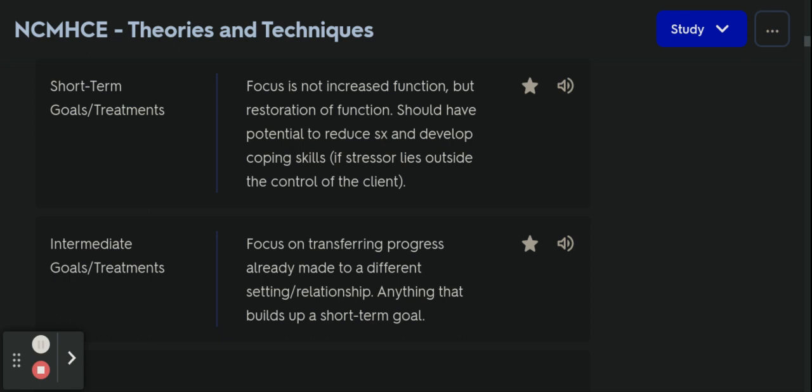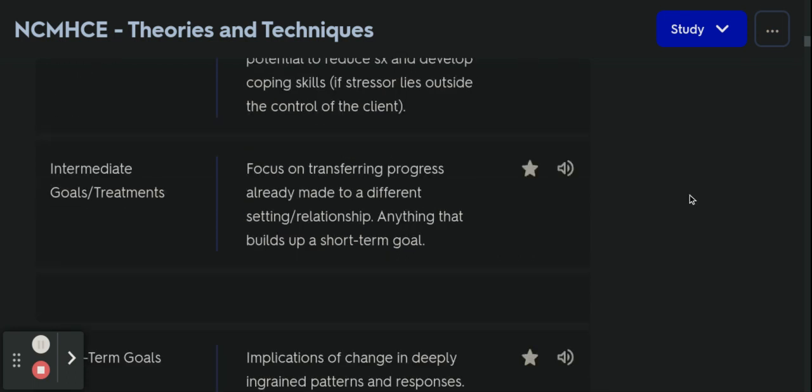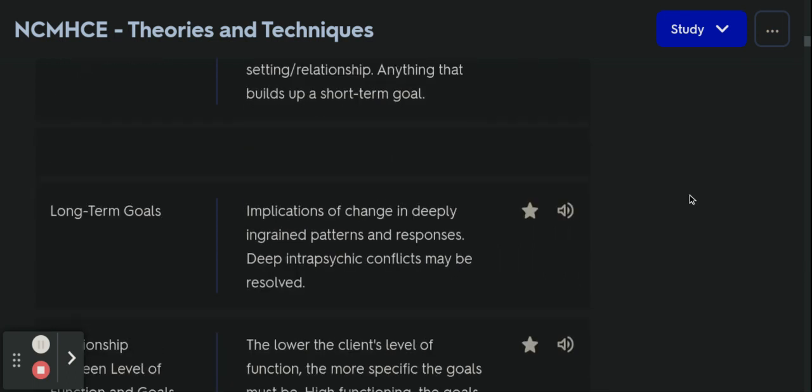Should have potential to reduce symptoms and develop coping skills if the stressor lies outside the control of the client. Intermediate goals: treatment focus on transferring progress already made to a different setting or relationship. Anything that builds up a short-term goal. Long-term goals: implications of change in deeply ingrained patterns and responses. Deep intrapsychic conflicts may be resolved.